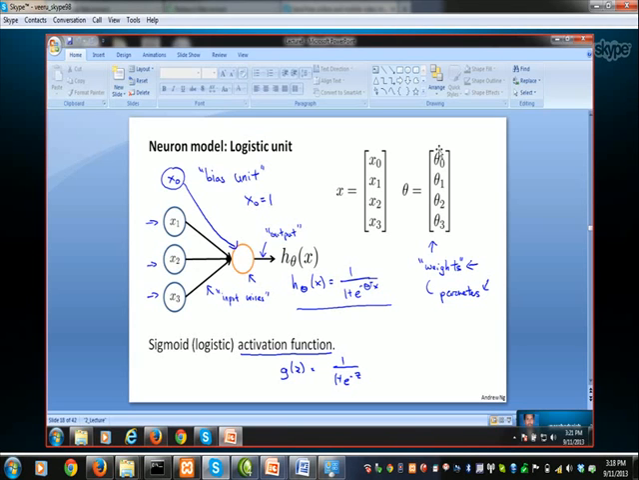So you have only two things: whether to fire or not to fire. Till you get sufficient information, it is in the not firing stage. Once you get sufficient information, even if you get more information than needed, it fires. So like that, this is how the neuron is modeled.